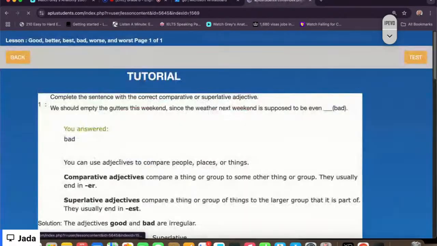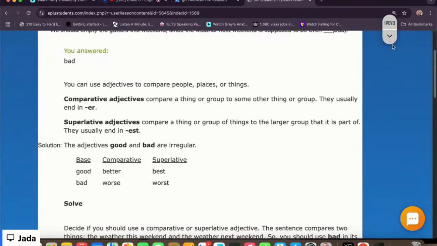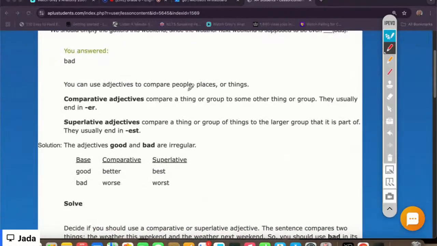So we have good, better, best, bad, and worst. So you can use adjectives to compare. Of course, we know it's comparing people, places, or things. Comparative adjectives compare a thing or group to some other thing or group. So it's like comparing between two. They usually end in er. Now superlative adjectives compare a thing or group to the larger group. So it's comparing more than two, like a bigger group, and they end with est.